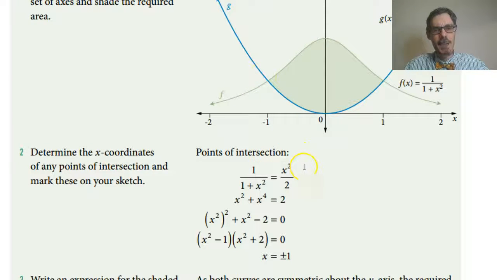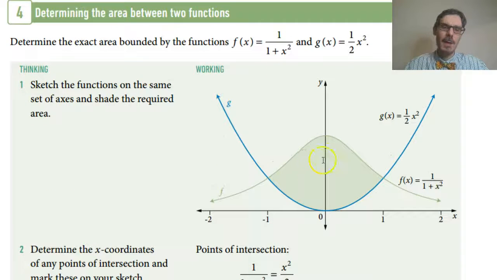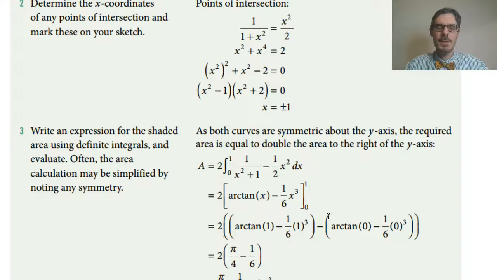Now, the textbook has actually done something clever. They've also noticed that these curves are both symmetric, so they can work out the area from 0 to 1 and double it. You don't have to do that. You can go from -1 to 1. It's just that the substitution in the integration might be easier with 0. So that's what they've done. They've gone from 0 to 1 and doubled it.